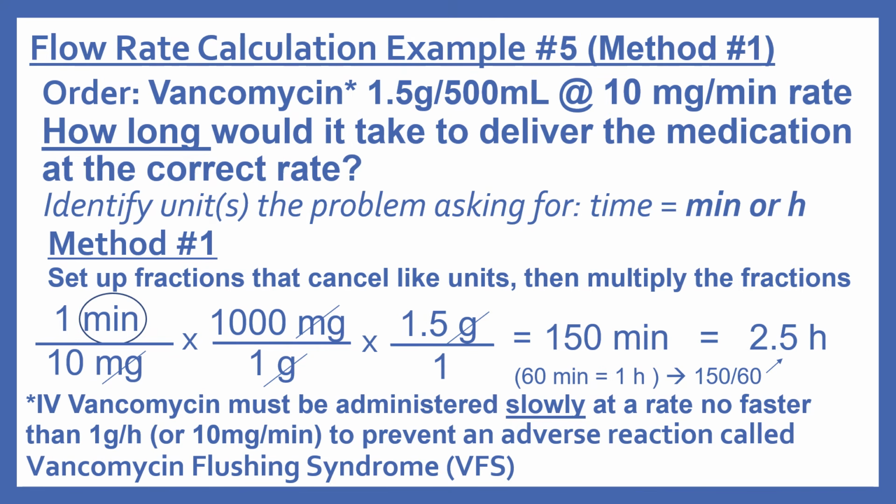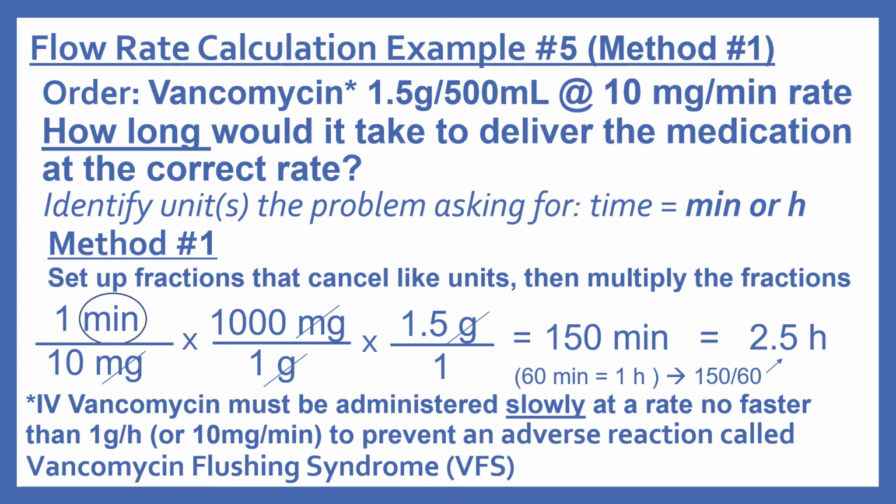So now with our problem, our order is for vancomycin, 1.5 grams per 500 milliliters at 10 milligram per minute rate. How long would it take to deliver the medication at the correct rate? So first we'll identify the units the problem's asking for, and this doesn't specify units, but it's asking for time. So this could be minutes or hours. So with method 1, we're going to set up fractions that cancel like units, then multiply the fractions.